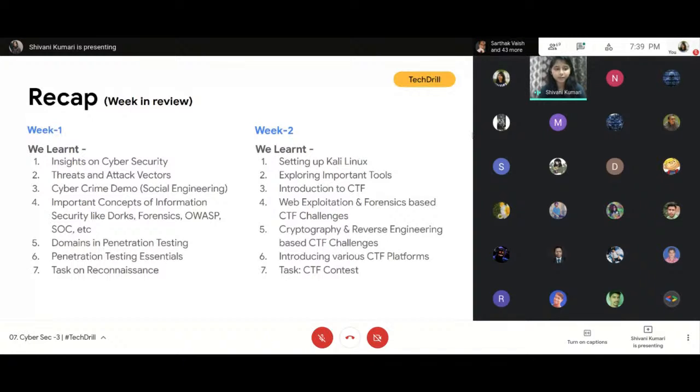Then on the next day, we were introduced to various CTF platforms like HackerOne, HackerTest.net, EcoCTF, and many more. And also got introduced to CTFtime.org, where all the CTF contests are held. And at last, we had a CTF contest as a task of week 2, where all of you did well.